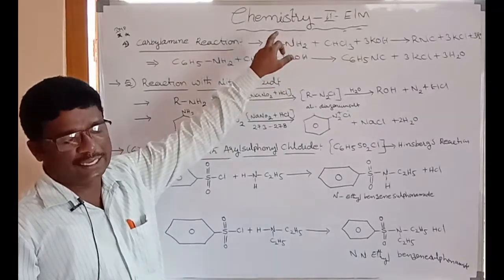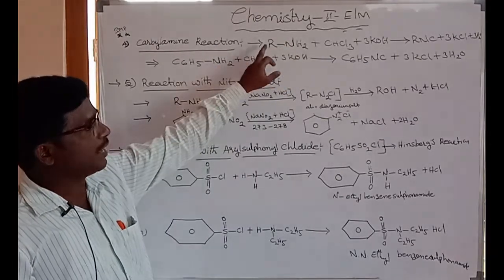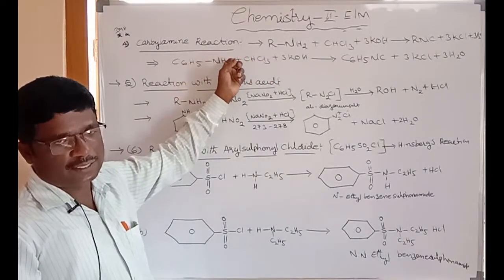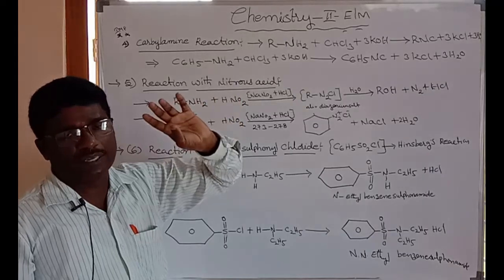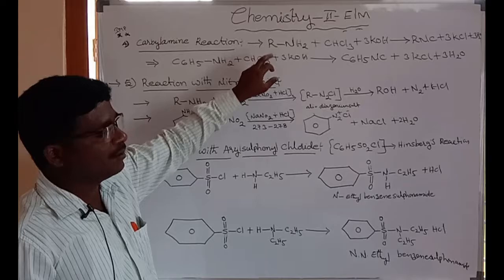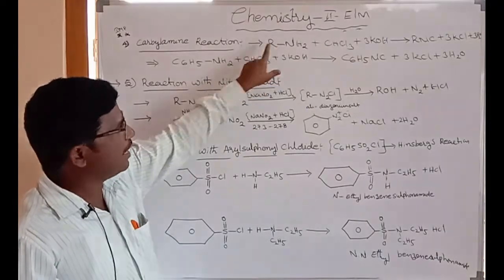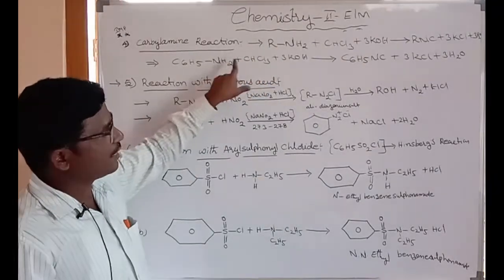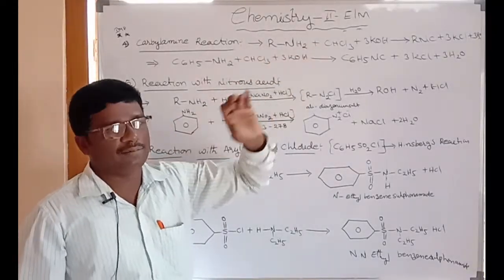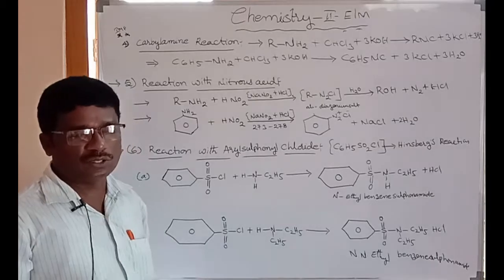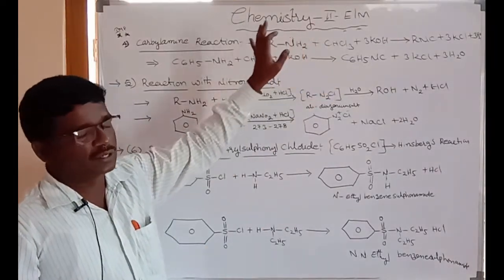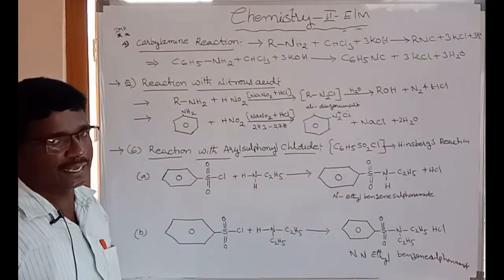In the carbylamine reaction, aliphatic or aromatic primary amines are used. A primary amine means the amine group is bonded to only one carbon atom. Aliphatic or aromatic primary amines treated with chloroform and ethanolic potassium hydroxide form aliphatic isocyanide or aromatic isocyanide, and this is called the carbylamine reaction.